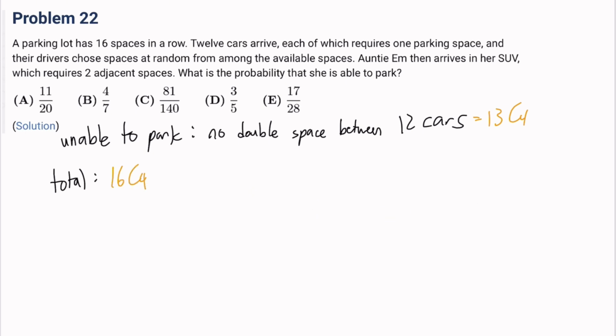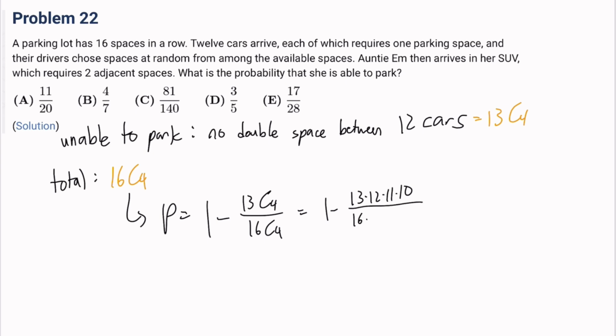And so the total probability is going to be 1 minus the probability of being unable to park, which is 13 choose 4 over 16 choose 4. This means 1 minus 13 times 12 times 11 times 10 over 16, 15, 14, 13. These two are going to cancel, and then 10 and 15 are going to cancel with 3 and 2, and 12 and 3 are going to cancel with 4, and 4, 2, and 16 are going to cancel with 2. 14 is not going to cancel.